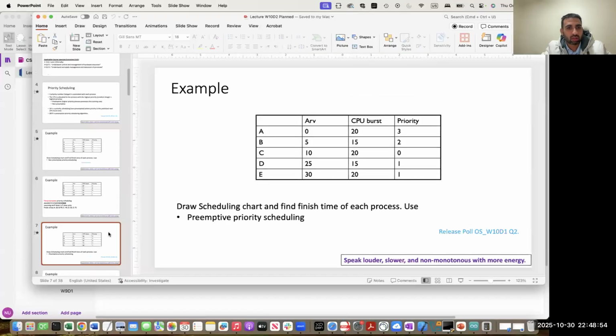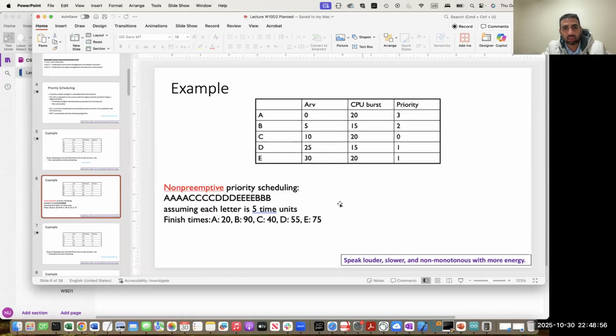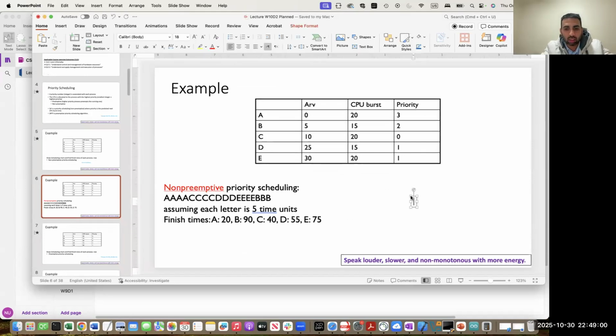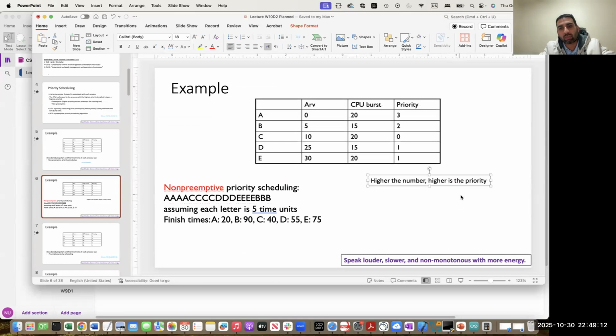Okay, so where is it? Yeah, this one. Higher the number, higher is the priority. But the solution I showed you on OneNote, it was assuming that lower the number, higher the priority. Okay. Don't get confused.